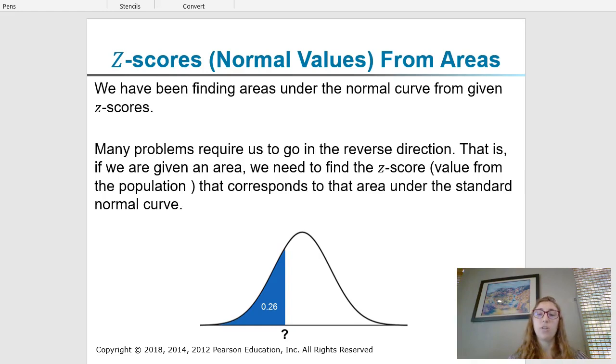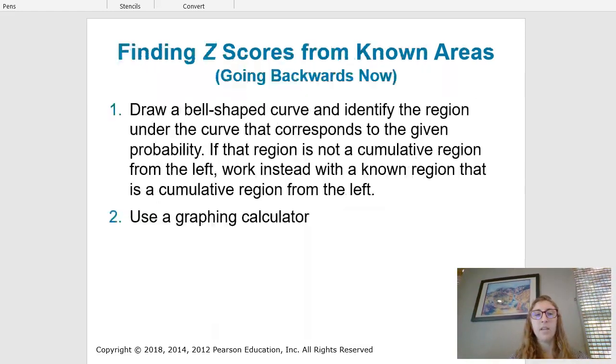Okay, so when you're drawing your pictures here, you're going to have the area that's shaded in, and you're going to be looking for some z-score or some data value. Okay, so again, please draw yourself a picture. Draw yourself a picture. It will help a lot.